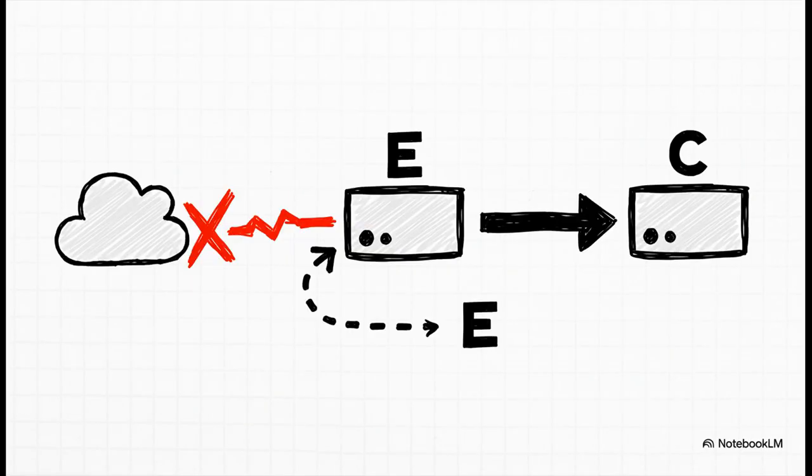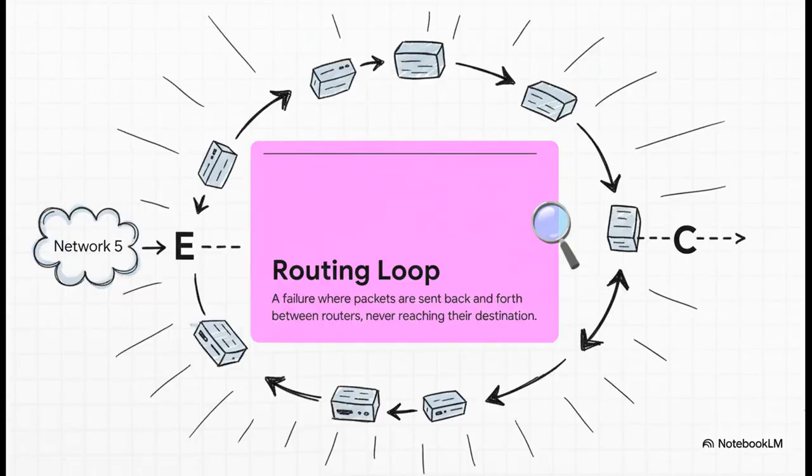Let's say a network cable gets unplugged. Router E knows right away that it can't reach network 5 anymore. But its neighbor, router C, it hasn't gotten the memo yet. So before router E can spread the bad news, router C sends out its regular update and it says, hey everybody, I can get to network 5 in 3 hops. Router E hears this and thinks, whoa, router C has a path? Awesome. But what it doesn't realize is that router C's path is back through router E itself. And boom, just like that, a routing loop is born.